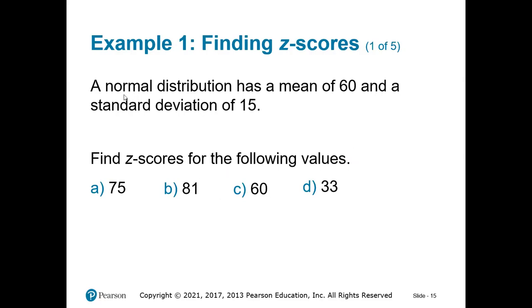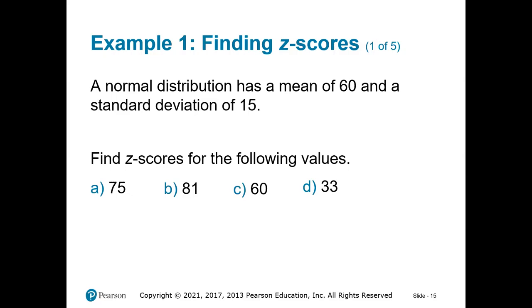Suppose you have a normal distribution. By the way, the z-score is not related to the normal distribution. You can compute the z-score for any type of distribution. Just give me the mean, give me the standard deviation, and give me the piece of data for which you want to compute the z-score, and I'll do that.